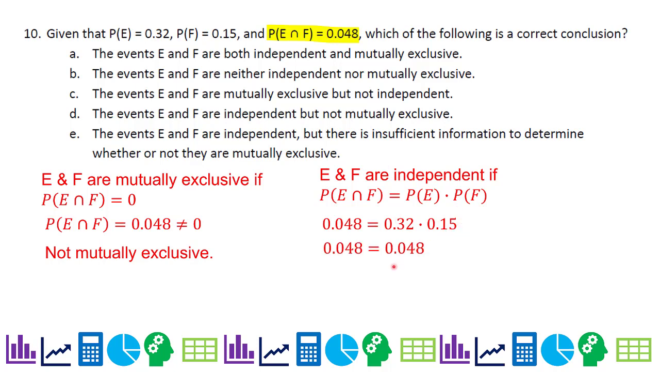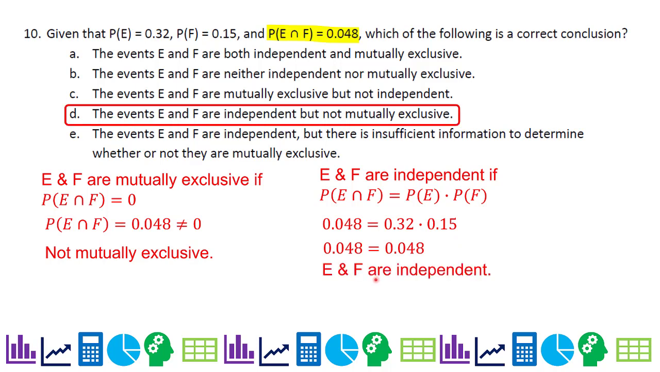Multiplying them together, we get the same number. So they are independent, and the correct answer is D.